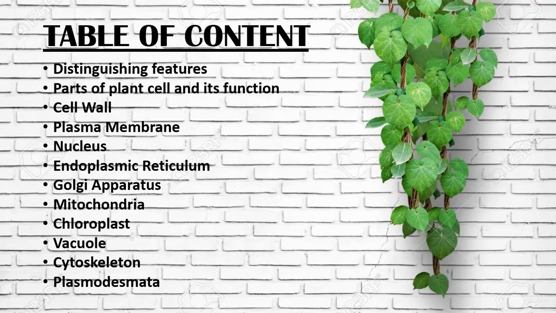So here is the list of content that today I am going to discuss. First one is the distinguishing features of plant, how plant cell is different from other cells, parts of plant and its function. There are different parts of plant like cell wall, plasma membrane, nucleus, endoplasmic reticulum, Golgi apparatus, mitochondria, chloroplast, vacuole, cytoskeleton and plasmodesmata.